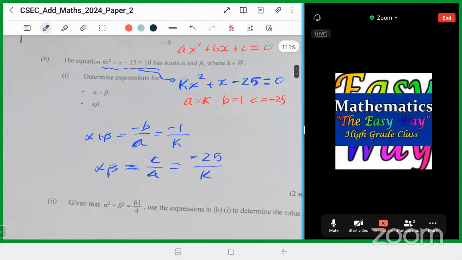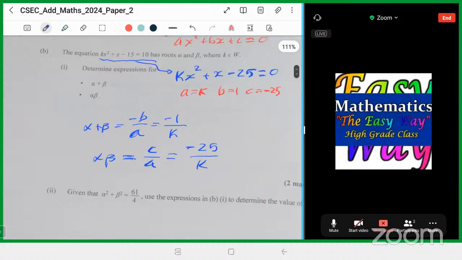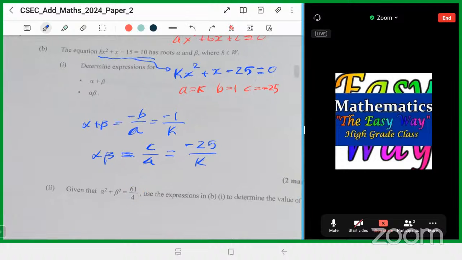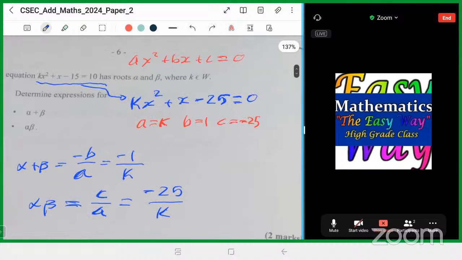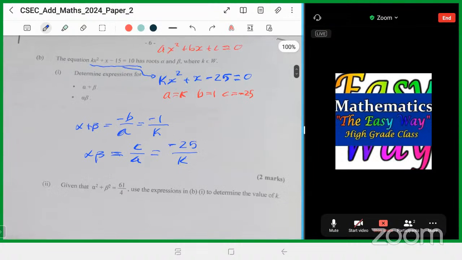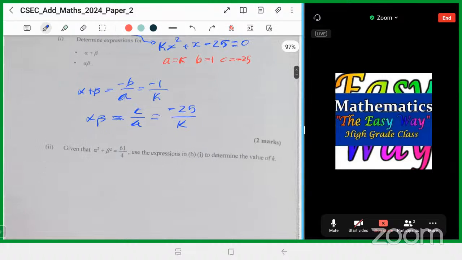And this one says, given that alpha squared plus beta squared is 61 over 4, they want us to use the expressions to determine the value of k. And remember, k is supposed to be a whole number. So we pay attention to that. If we get more than one value for k, we have to choose a whole number value. All right, so let's go.